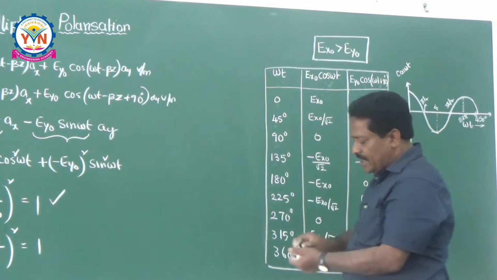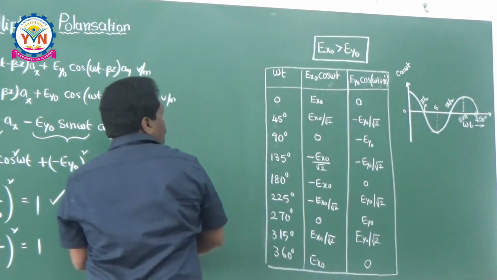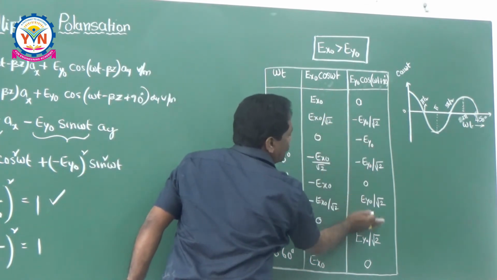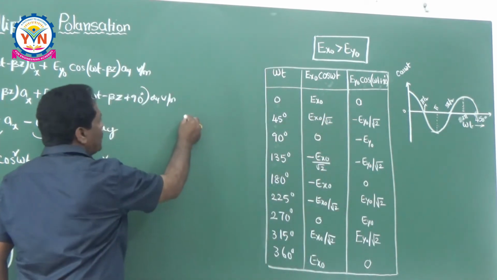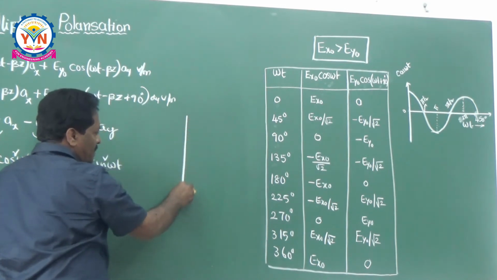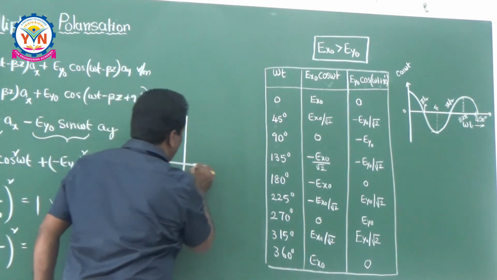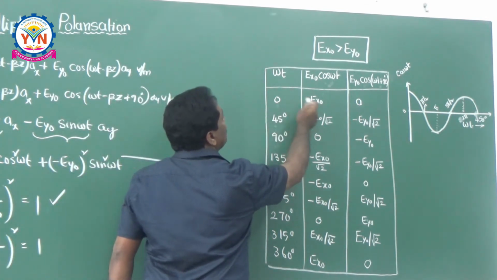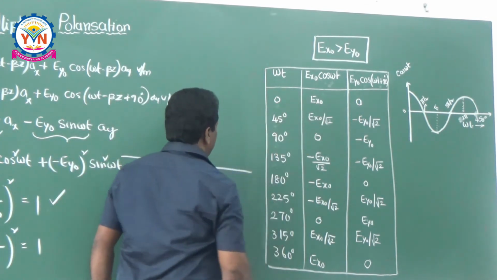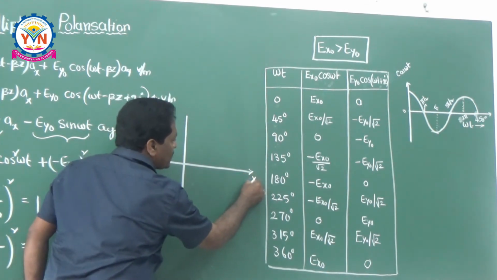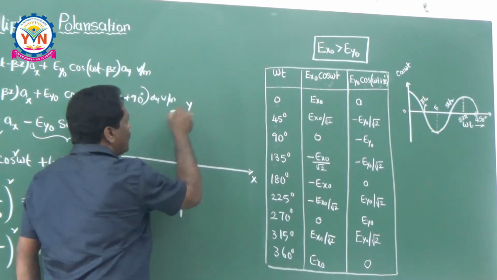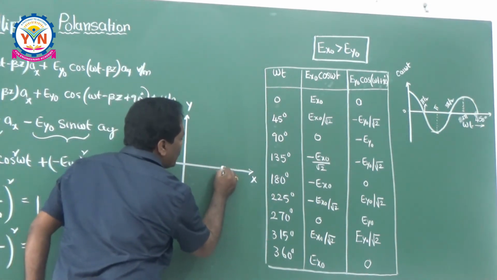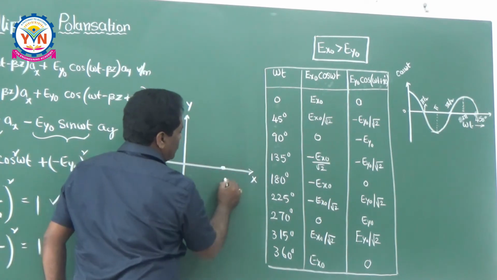Already these values I have predefined to save the time here. Take the variation once again and sketch here. Then this is the graph. At omega t is equal to 0, you are having Ex naught. That means this is the x-axis and this is the y-axis. So at omega t is equal to 0, this is Ex naught.